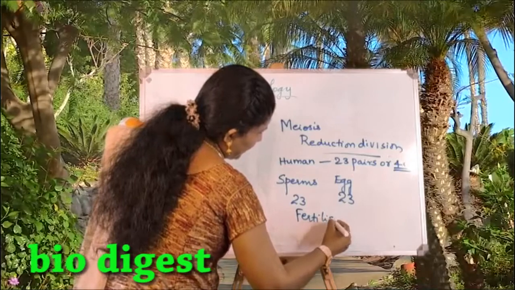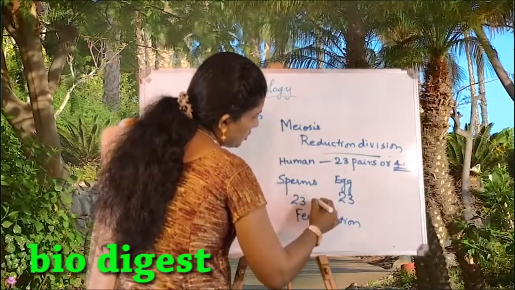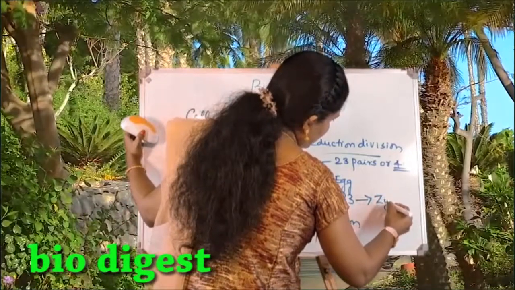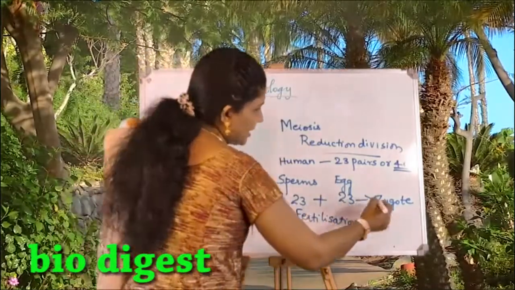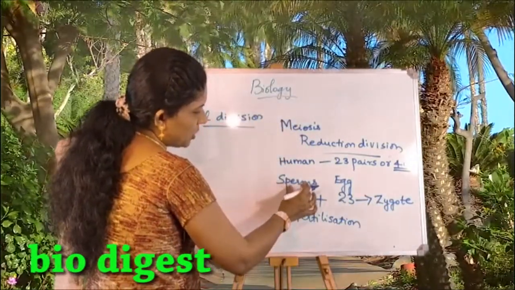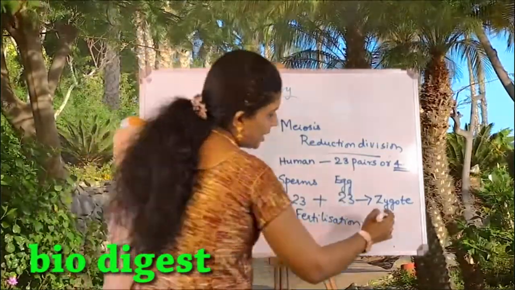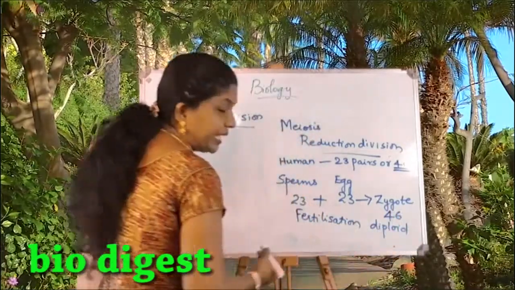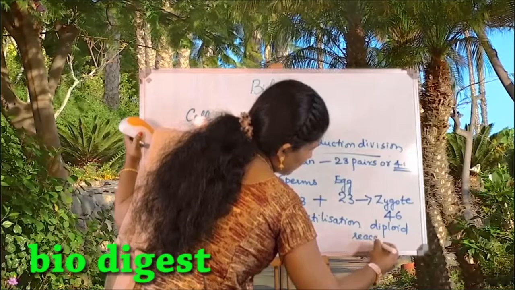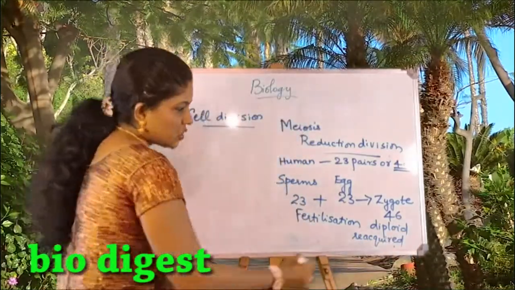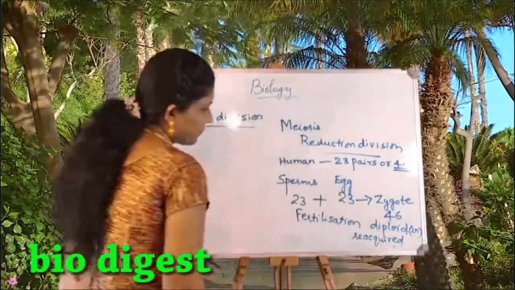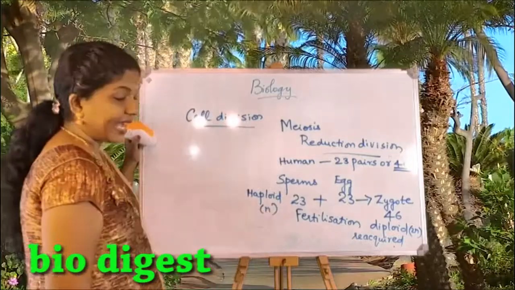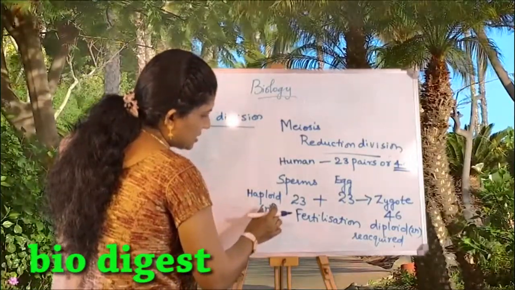During fertilization, the fusion of sperm and egg takes place, as a result of which the zygote is produced. The zygote will have 23 chromosomes of the sperm and 23 chromosomes of the egg. Thereby the normal diploid number is reacquired. This is the spelling: diploid number is reacquired. Diploid number is represented as 2n, and this 23 you can call the haploid number, which is represented as n.